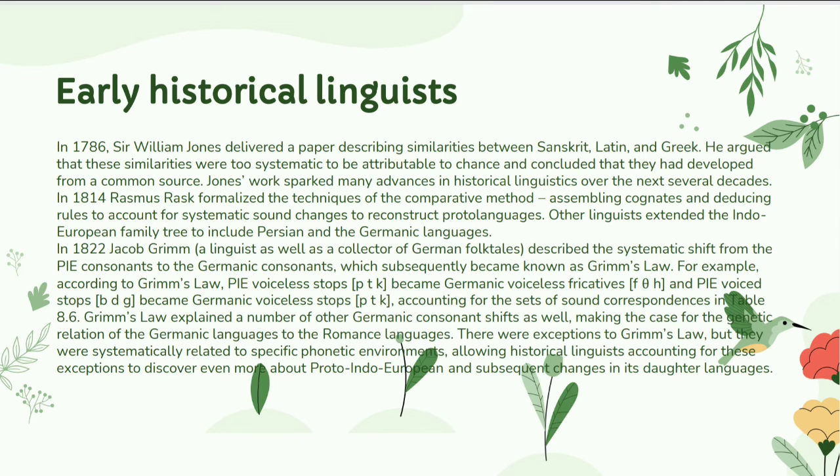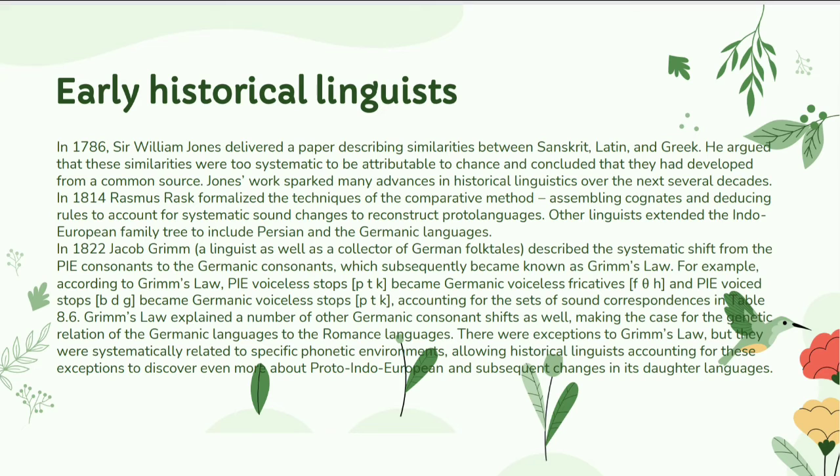In 1814, Rasmus Rask formalized the techniques of the comparative method, assembling cognates and deducing rules to account for systematic sound changes to reconstruct proto-languages. Other linguists extended the Indo-European family tree to include Persian and the Germanic languages. In 1822, Jacob Grimm, a linguist as well as a collector of German folk tales, described the systematic shift from the PIE consonants to the Germanic consonants, which subsequently became known as Grimm's law.